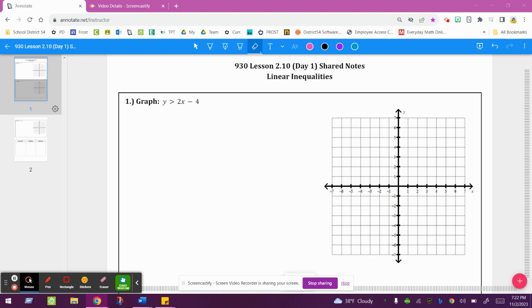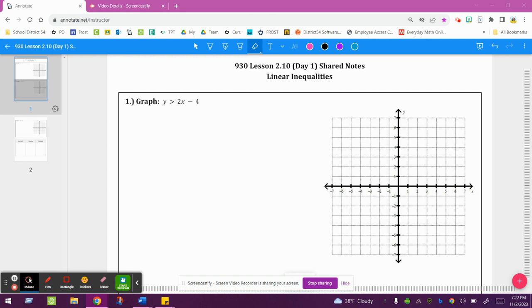Okay, today we're going to be looking at lesson 2.10, day 1, which is on linear inequalities. So if we think about it, Unit 2 has been all about linear equations. The new thing today is that instead of having an equal sign, we're going to have one of our inequality symbols. So greater than, less than, greater than or equal to, or less than or equal to.